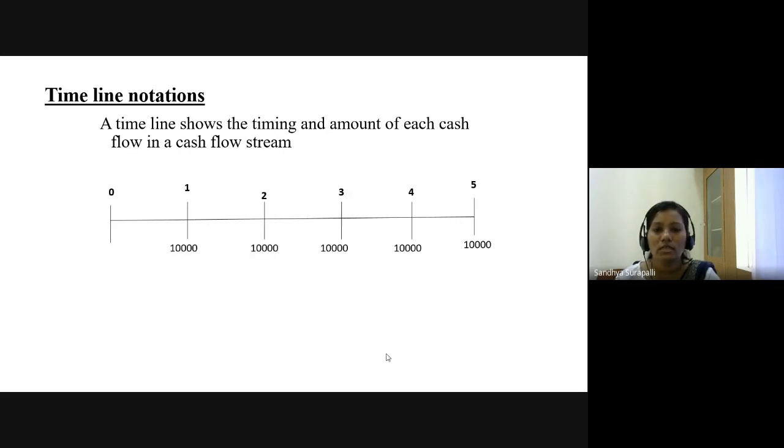So this is the cash flow that is there at the end of the year. End of first year, end of second year, end of third year, fourth year, and fifth year. Zero means as on today. From today, by the end of first year, you are receiving 10,000. End of second year, you are receiving 10,000, like that. End of the year, you are receiving the cash flows. So it is ordinary cash flows or deferred annuity or ordinary annuity.